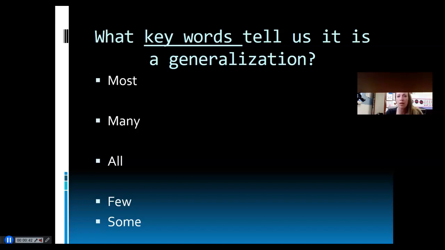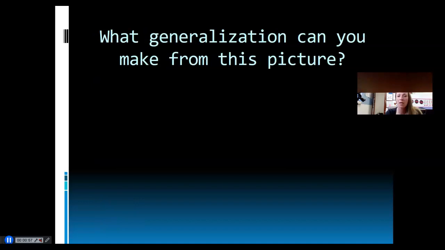So today we are going to be practicing writing a generalization. Your generalizations must contain one of these words: most, many, all, few, and some. All right, let's get started. What generalization can you make from this picture? Please make sure that you have a whiteboard and a marker or a piece of paper and a pencil to do this activity. If you don't, please pause the video and go get those materials.